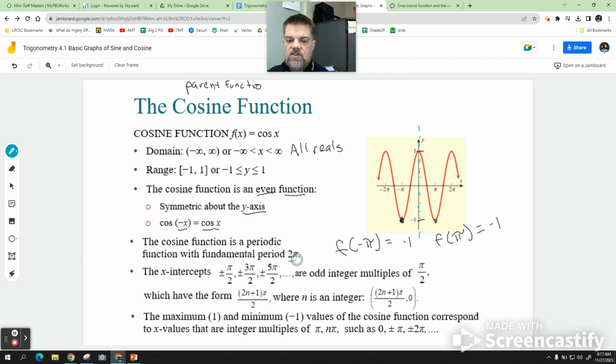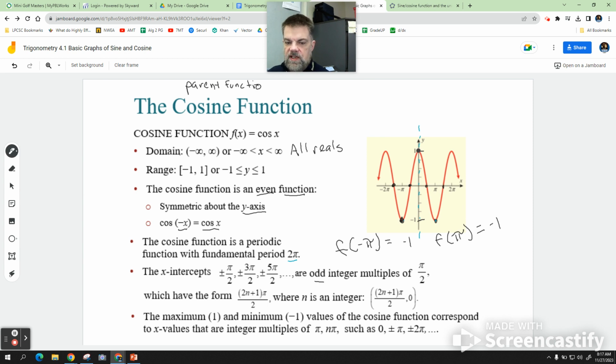The fundamental period is still 2 pi, but the x-intercepts are shifted over pi over 2. So your x-intercepts are going to be an integer multiple of pi over 2.